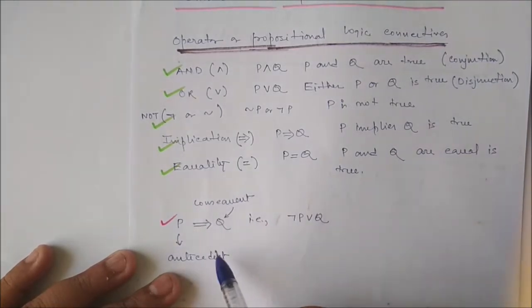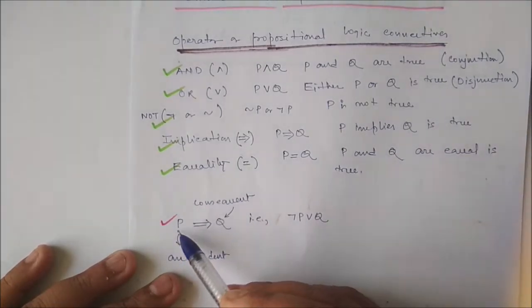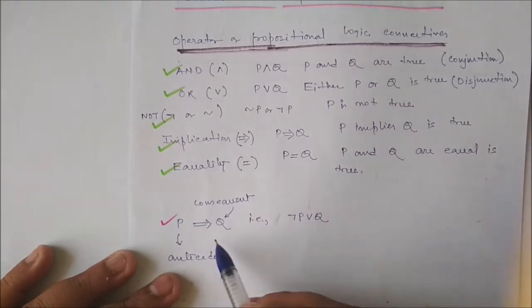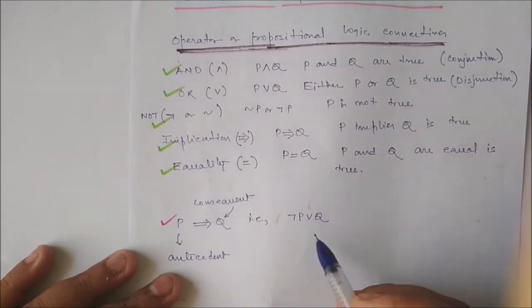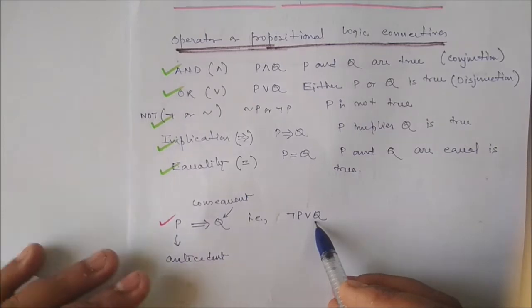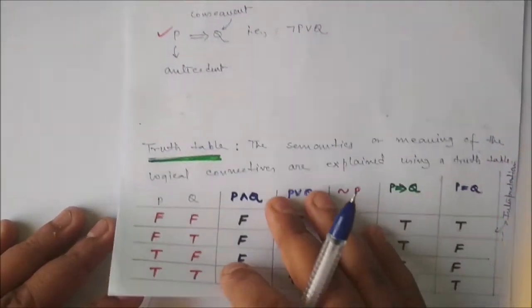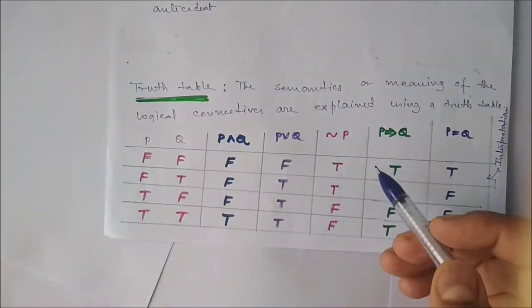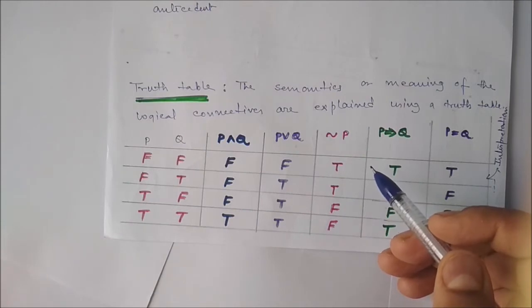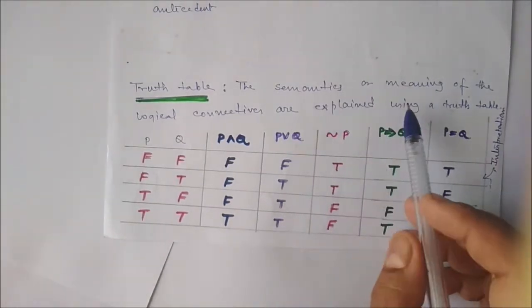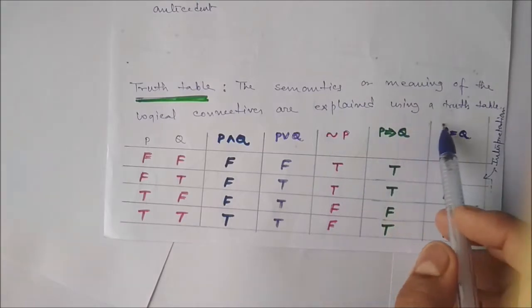Next we have implication, so P implies Q. This is called the antecedent, this is called the consequent, and to represent this one we use this particular formula, not P or Q. So we'll see in detail. Now we can see the examples of all the operators using the truth table. The semantics or meaning of the logical connectives are explained using a truth table.